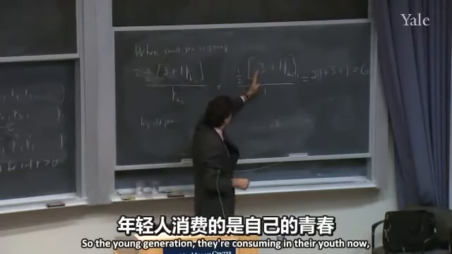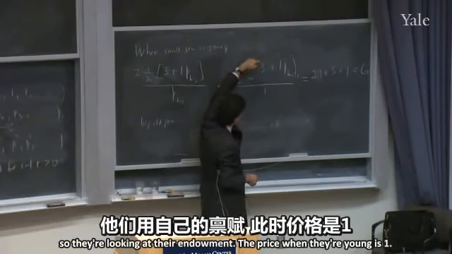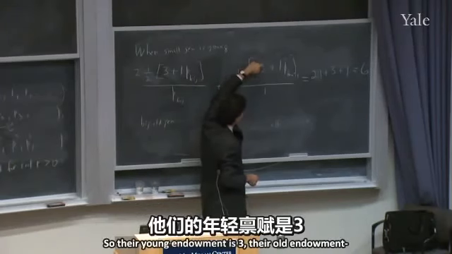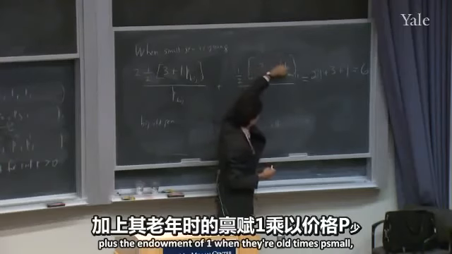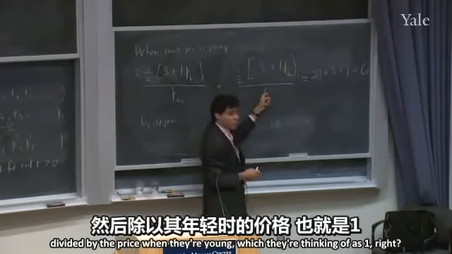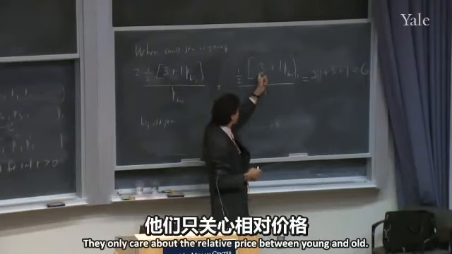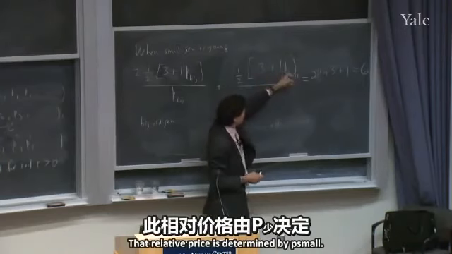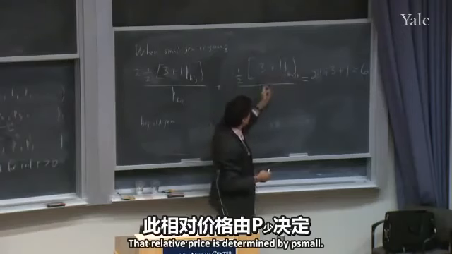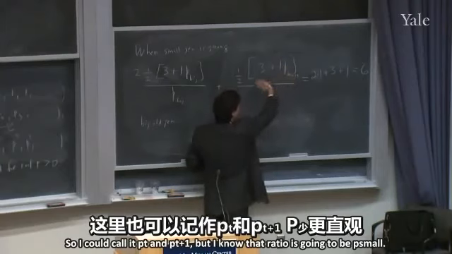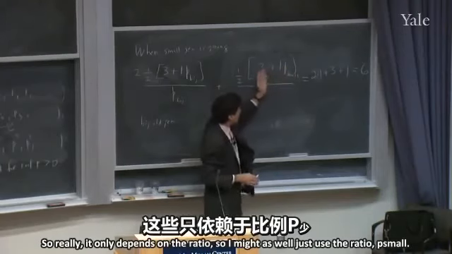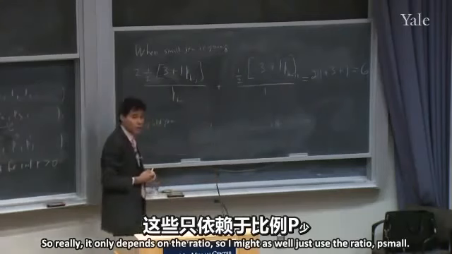Because the big generation is old, so the small generation is young. The young generation is consuming in their youth now, so they're looking at their endowment. The price when they're young is 1. So their young endowment is 3, their income is 3 times the price of 1 when they're young, plus the endowment of 1 when they're old times P small, divided by the price when they're young, which they're thinking of as 1. They only care about the relative price between young and old, and that relative price is determined by P small. I could call it PT and PT plus 1, but I know that ratio is going to be P small. So really it only depends on the ratio, so I might as well just use the ratio, P small.